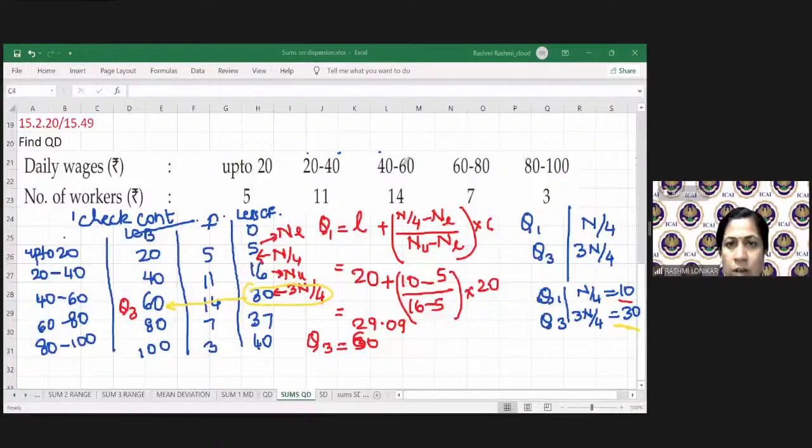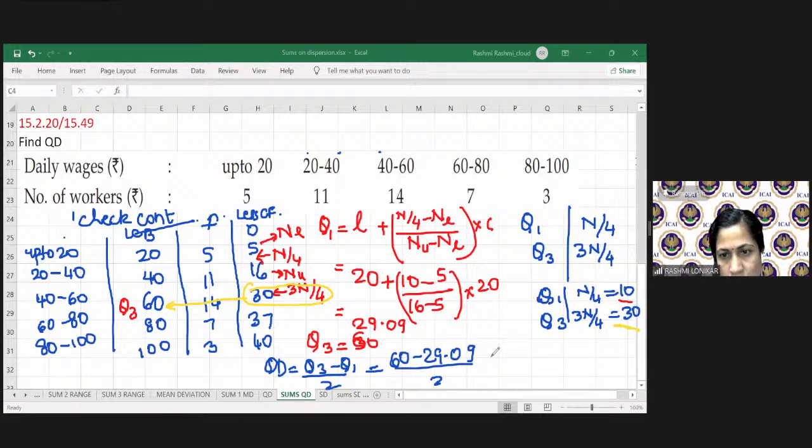Okay, so now I have to find QD. What will be QD? QD will be equal to (Q3 minus Q1) upon 2, which will be (60 minus 29.09) upon 2. How much is that? 60 minus 29.09 divided by 2, which is 15.46. Okay, so this is how I find the quartile deviation. Okay, understood?